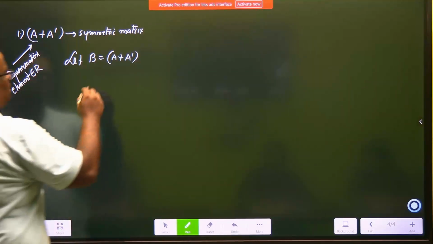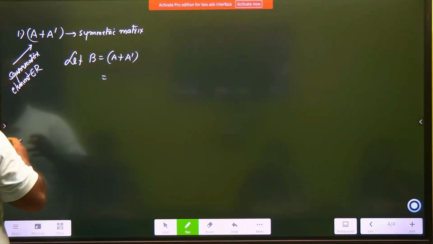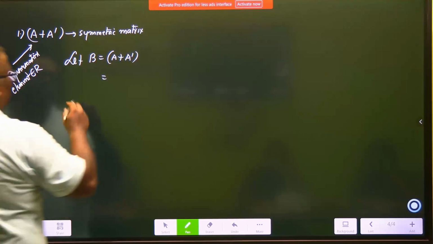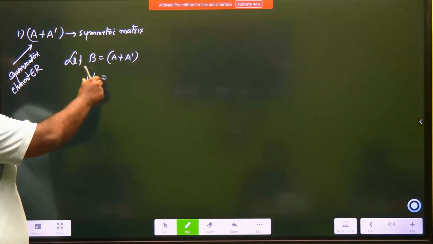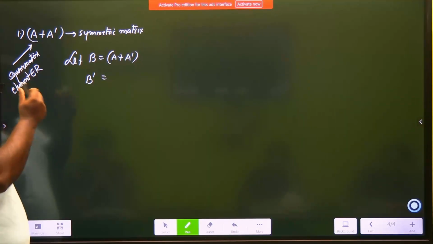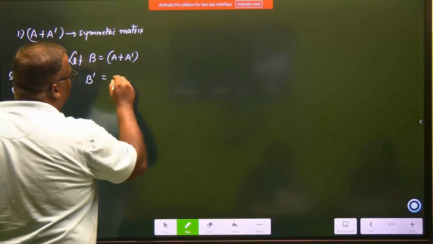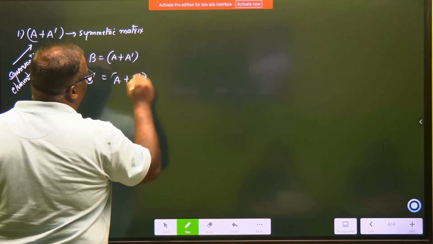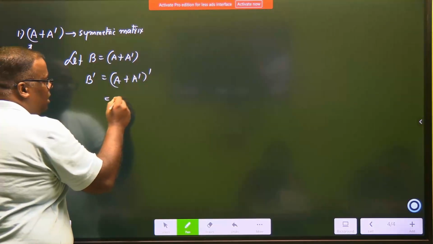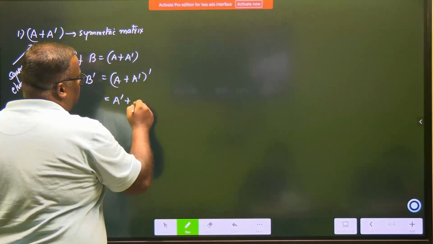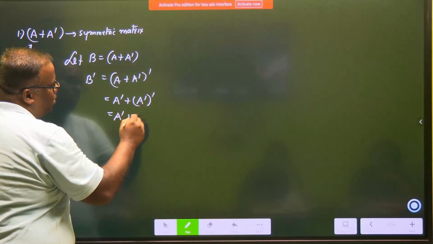Okay. So let's do this. B is this. Now, what is the complement of B? I'm straight away taking the complement of B. Means end of the day, this should work out and come out as B. Agreed. Either you prove B as B complement or B complement as B. So B complement will become what? A plus A complement, whole complement. Agreed? If you have two matrices and you take their complement, you can deal with them separately and you can say A complement plus A complement. Agreed? This is A complement plus A.